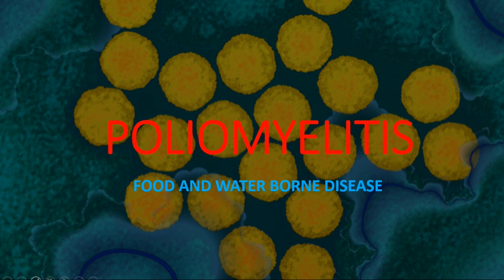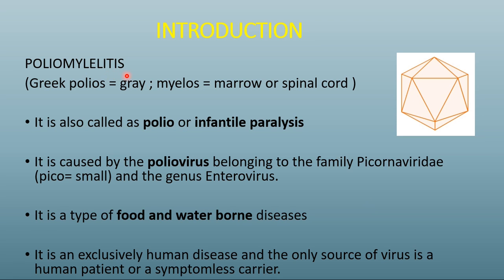Everyone, now we are going to discuss poliomyelitis, or polio, which is one of the types of water and foodborne diseases. Poliomyelitis is a word derived from Greek, where polio means grey and myelos means marrow or spinal cord. Poliomyelitis is also called polio or infantile paralysis.